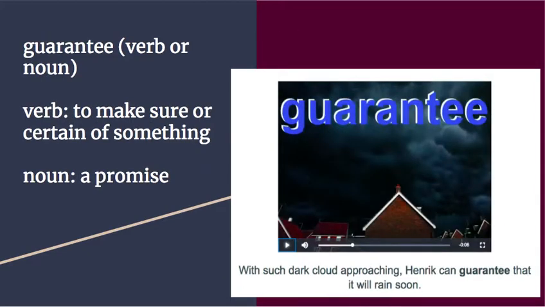Our next word is guarantee. This word can be a verb or a noun. In the verb sense, it means to make sure or certain of something. And as a noun, it can be something like a promise. So in our sentence here, in our picture, we have clearly a dark sky forming. So we can almost guarantee with such a dark cloud approaching that it will rain soon.